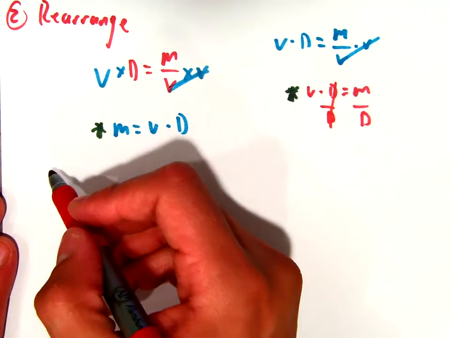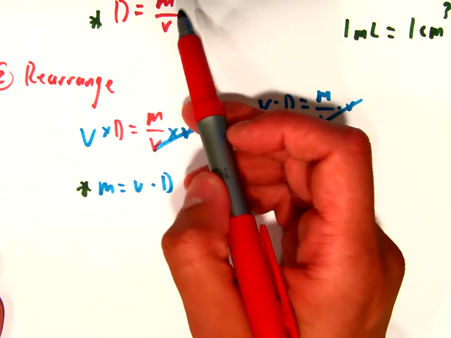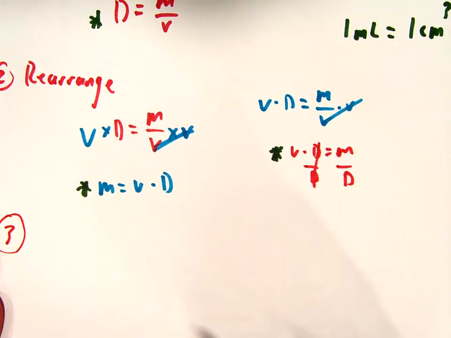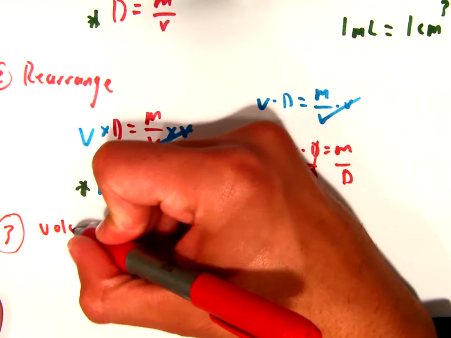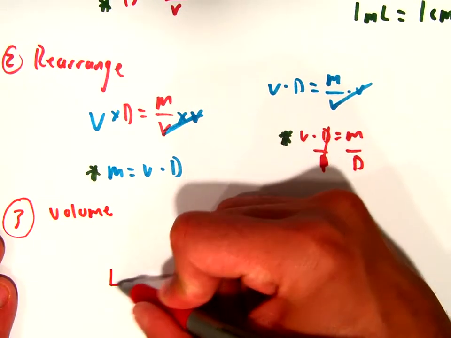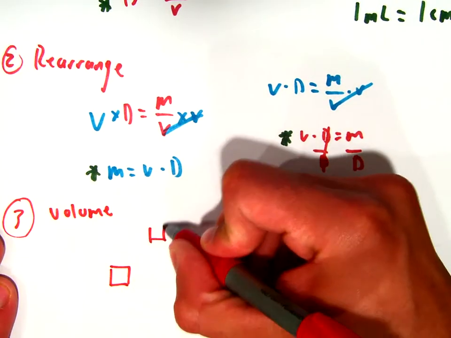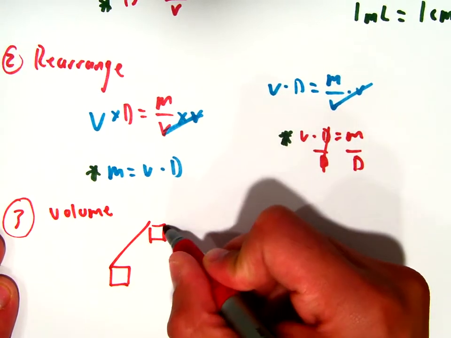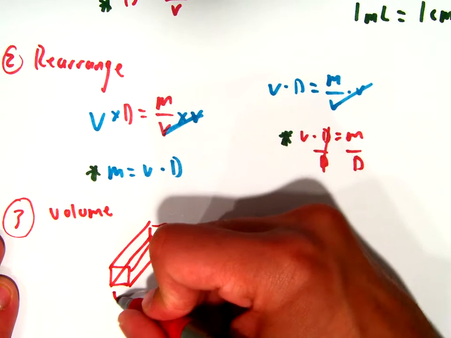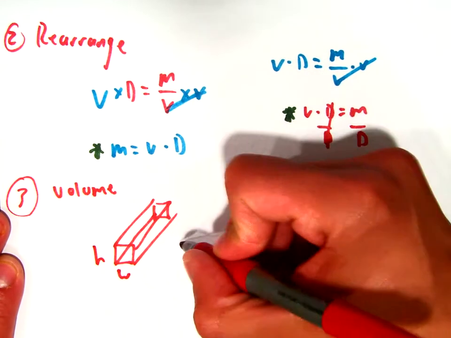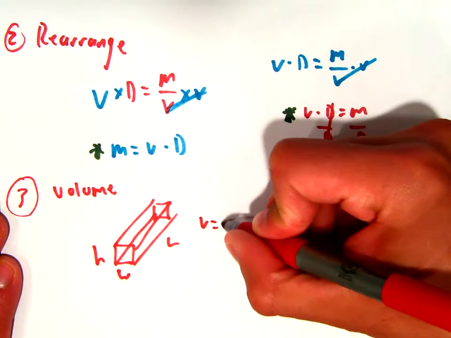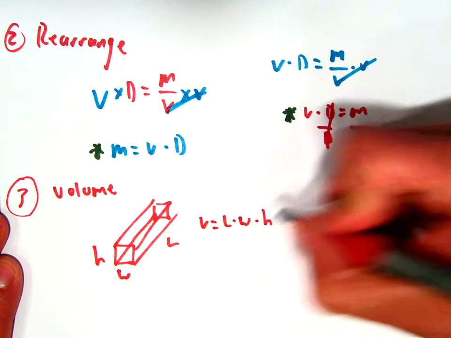Often when you do problems, you're going to be given mass, but you sometimes have to figure out the volume. So let's figure out a few things you might see. Let's say I have a rectangular object here. Let's say this object has a width, a height, and a length. If I want to find my volume, my volume is just length times width times height.